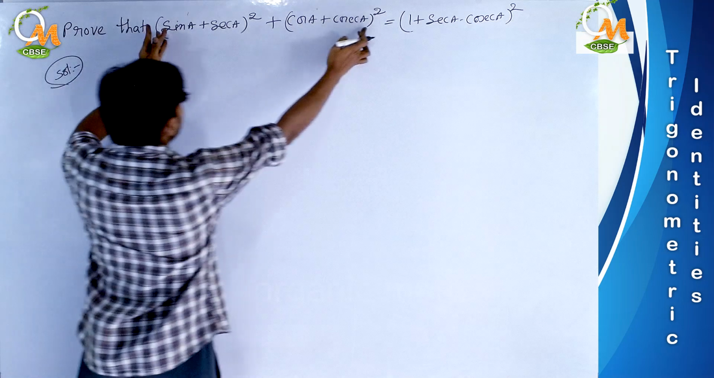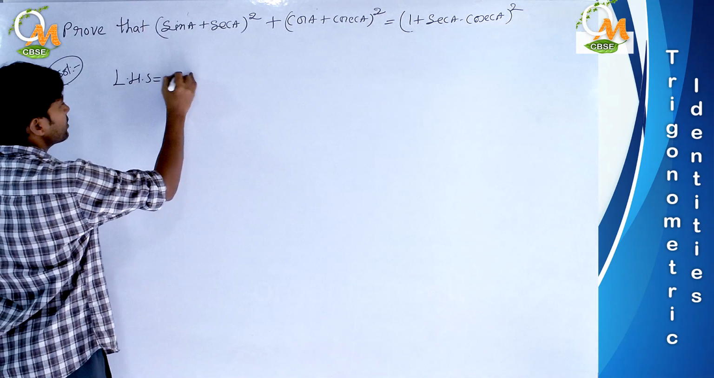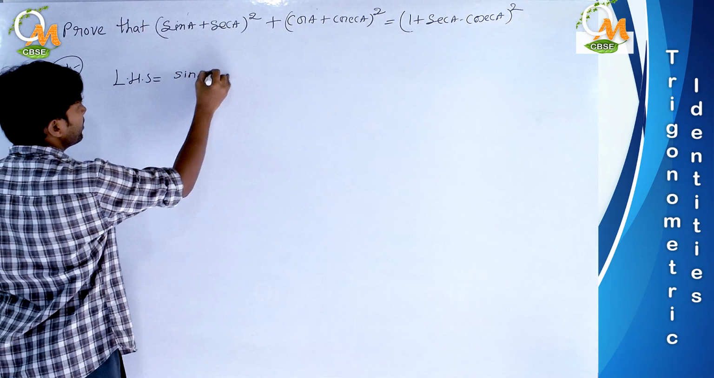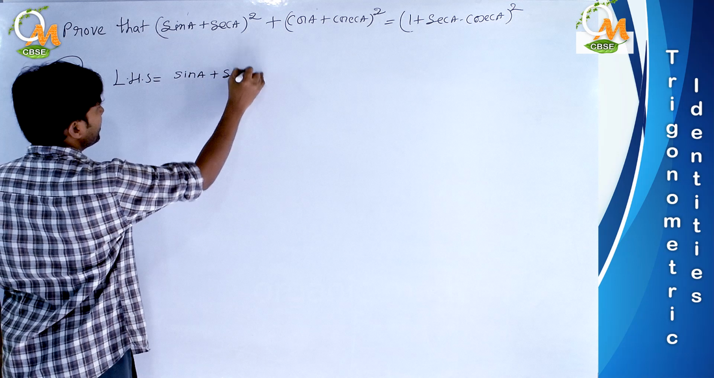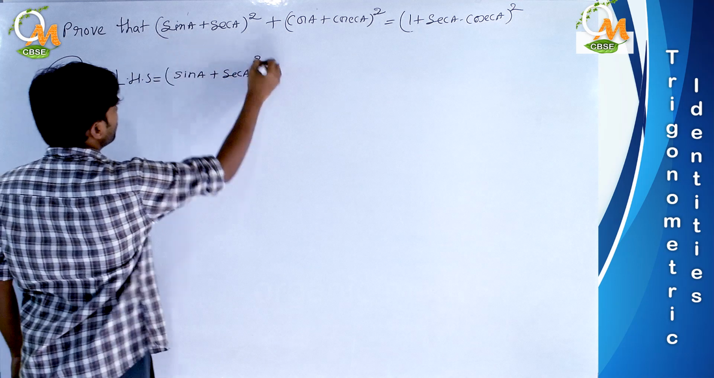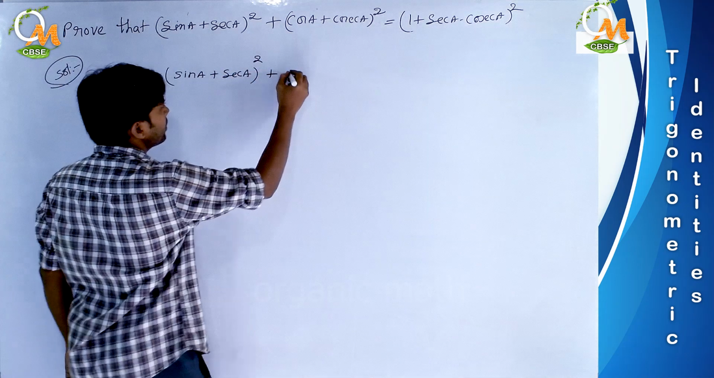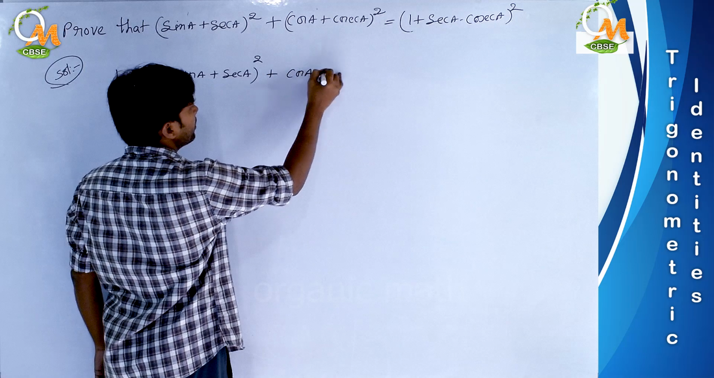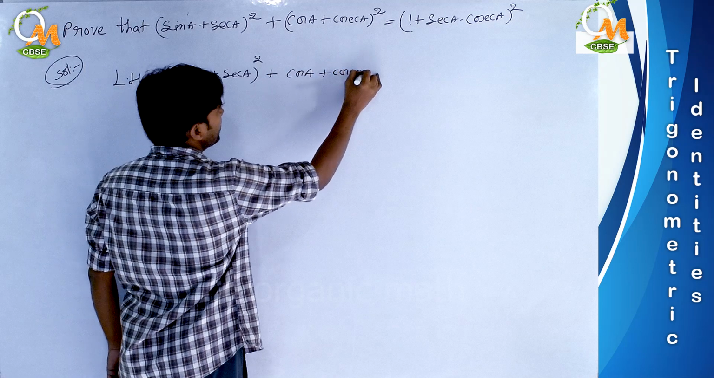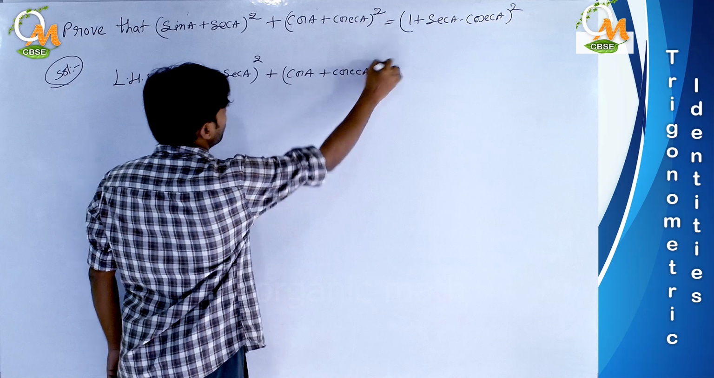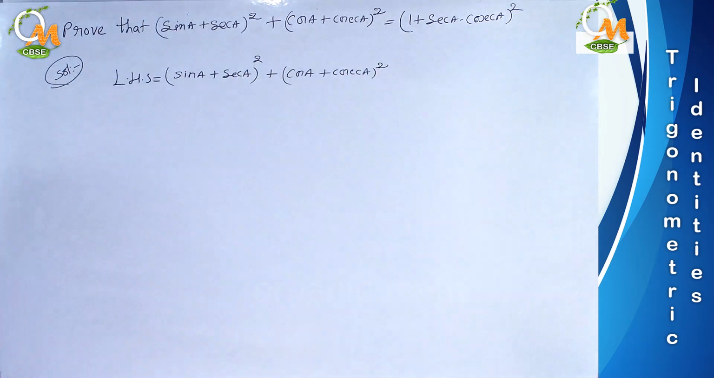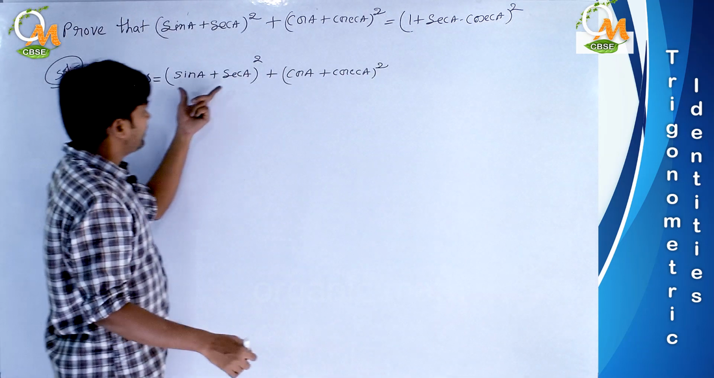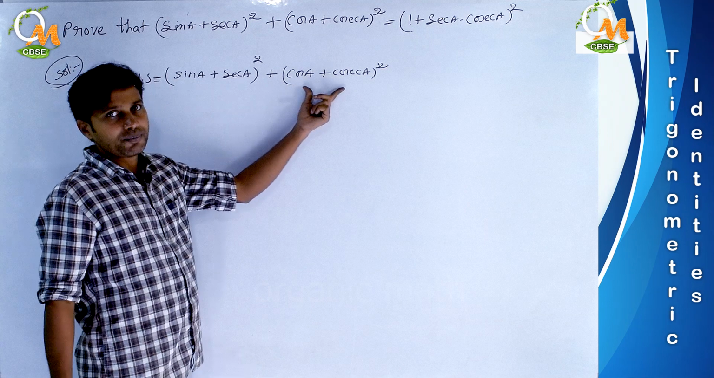LHS. See, this is the LHS, write it. (sin A + sec A) whole square plus (cos A + cosec A) whole square. Okay, now what are these two in the form of? A plus B whole square.